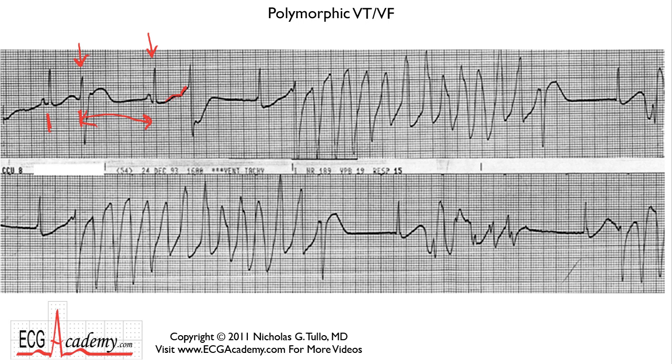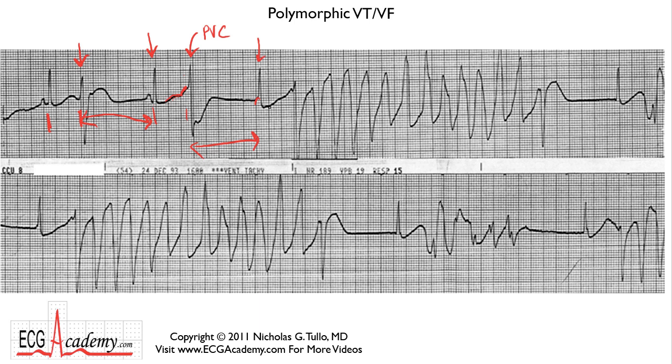So the TU complex becomes very long, and you have another PVC. As I said, that's often a bigeminal pattern. Then with this compensatory pause, you actually have a junctional beat here. The P wave and the QRS complexes are occurring simultaneously.